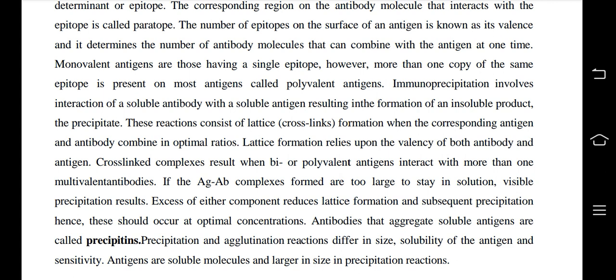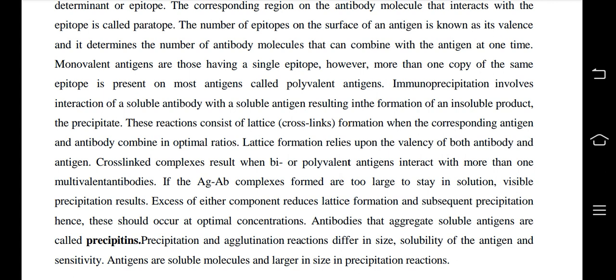Excess of either component reduces lattice formation and subsequent precipitation, hence precipitation could occur only at optimal concentrations. Antibodies that aggregate soluble antigens are called precipitins.